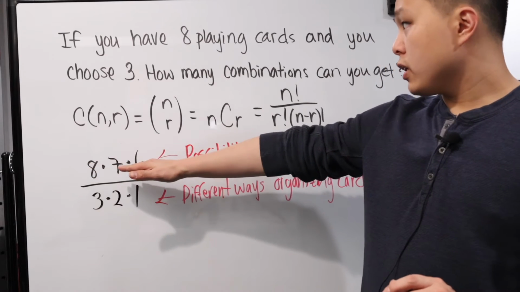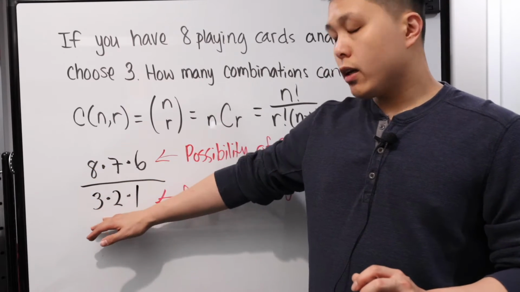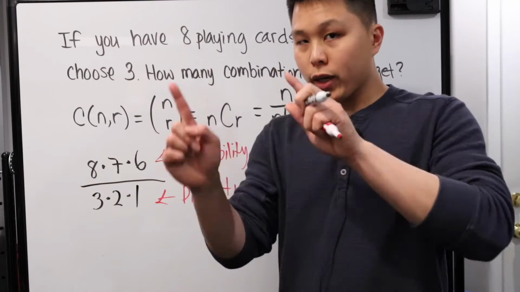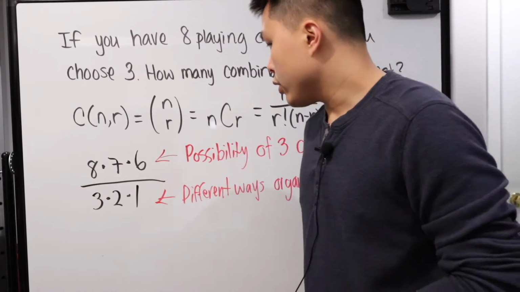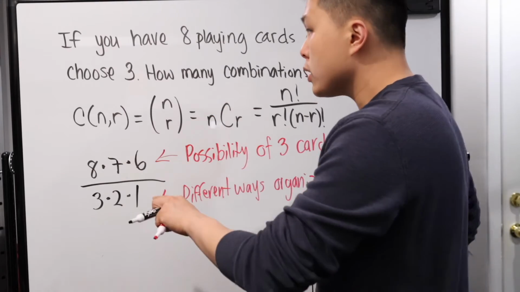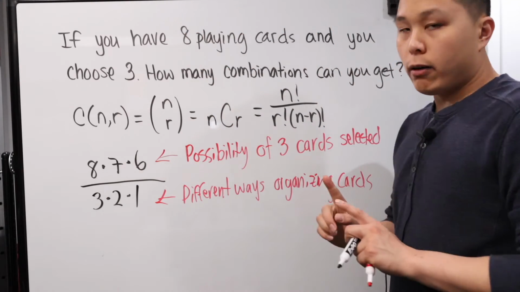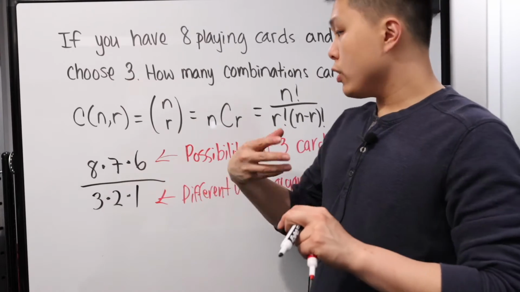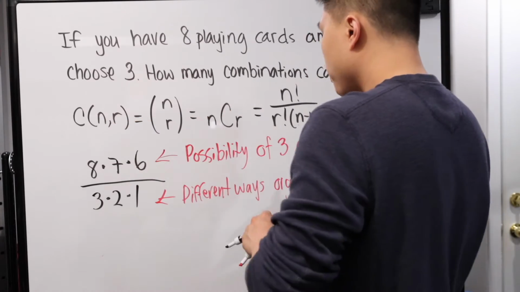First, all the possibilities of selecting 3 cards out of 8. And then within there, we want to get rid of all the possibilities of reorganizing those 3 cards in different order. That's the whole point of the second one down here. Afterwards, if you compute this, it gives you the final answer of this problem. Now, that's how we reason it out, how we can logically look at it.